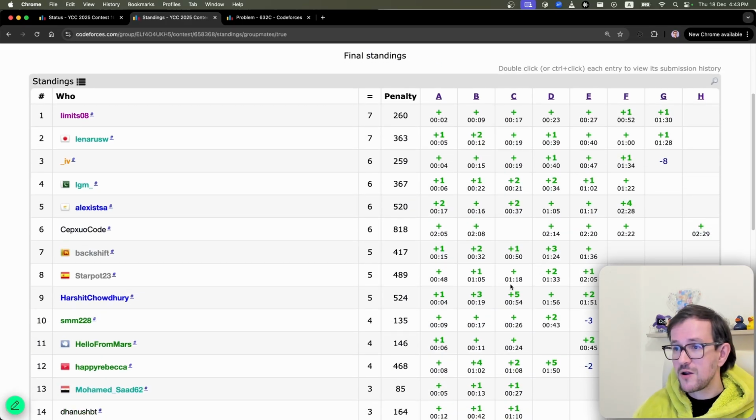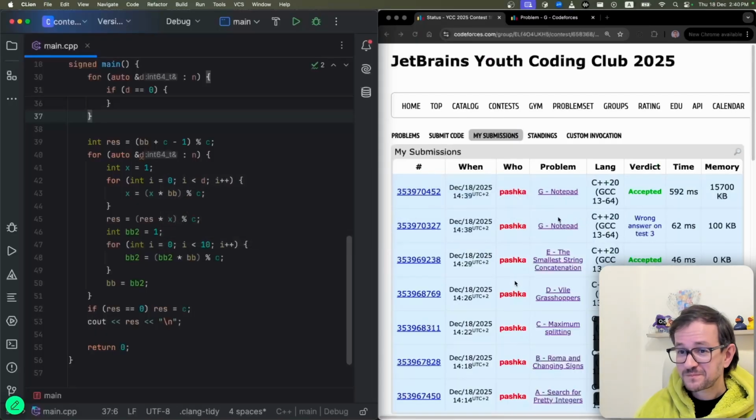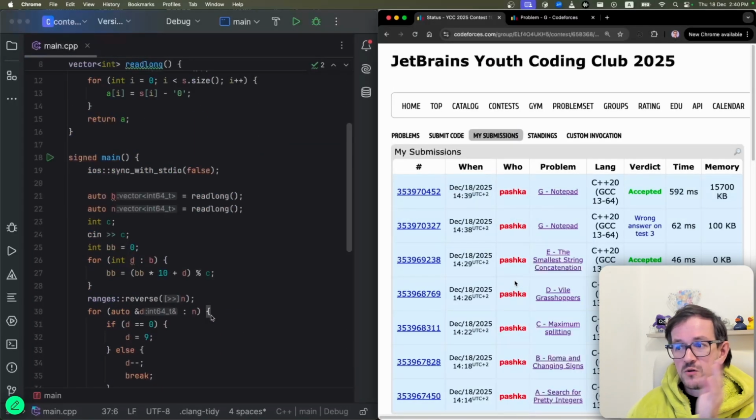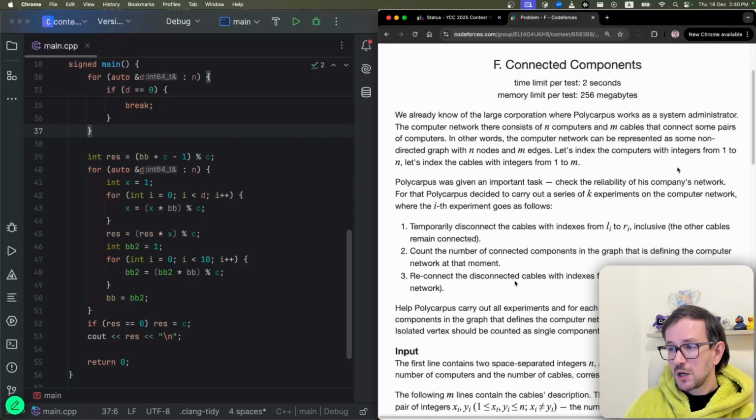Now I learned something new today. Okay, here are two solutions for problem G. You either use the Euler formula or you can use tricks like this when you calculate power using binary exponentiation, just not modulo 2, but modulo 10, yeah, base 10. Okay, now let's go to problem F.